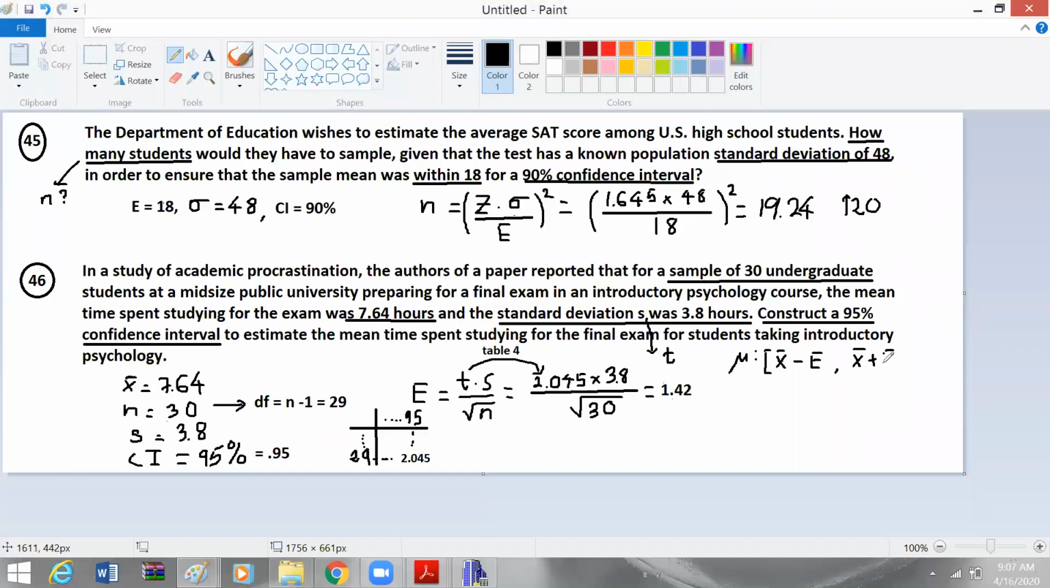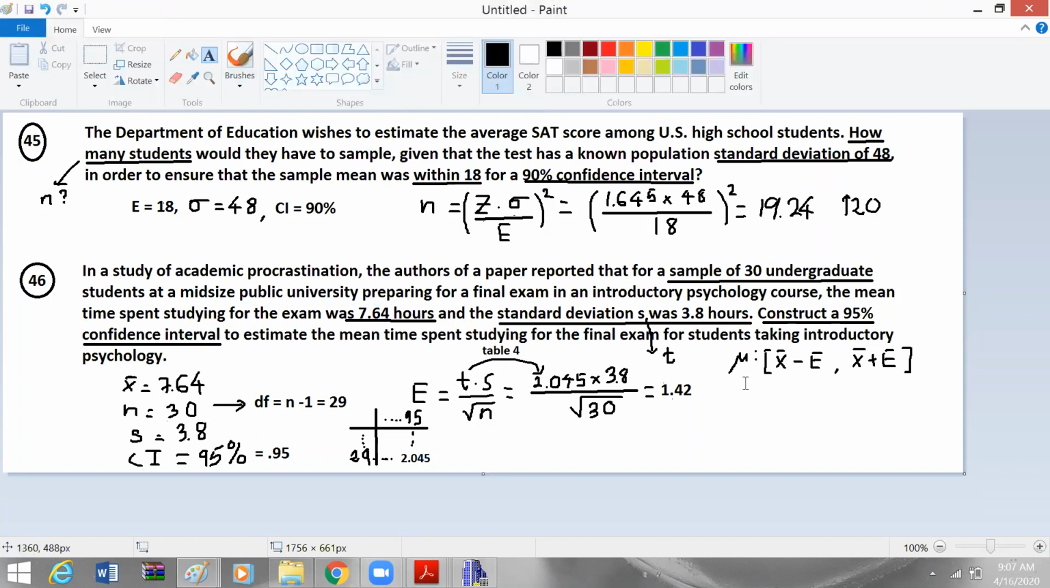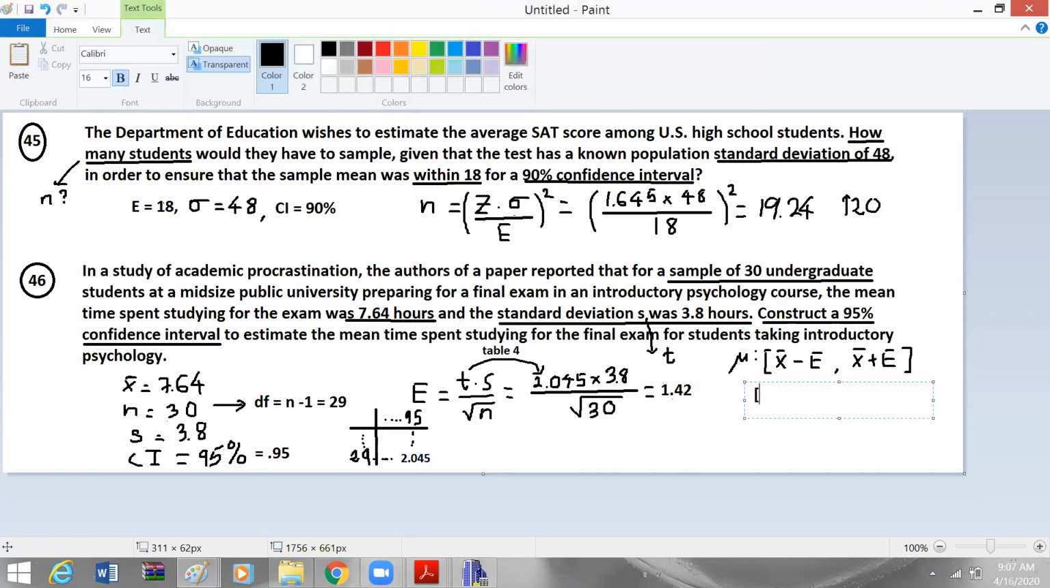Again, we're going to take the x bar that we have. The x bar is given, so we haven't touched this number. The x bar has to be given whenever the question asks us to construct a 95% confidence interval. So we haven't really touched the number 7.64, and this time we're going to use it. We're going to take 7.64 minus the error value, 1.42. And same thing, we take 7.64 plus 1.42.